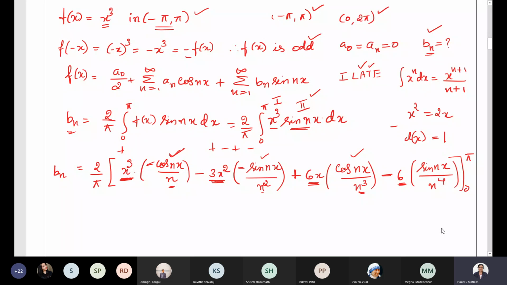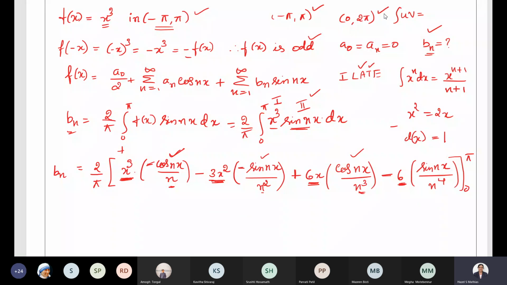Anybody has any doubt in this step? Bernoulli's rule needs to be done whenever you have the integral of product of two functions. This is the easiest way, or else you have to go for the UV rule method. Is it okay? Anybody wants me to repeat? No, ma'am. Okay, shall I continue? Yes, ma'am.